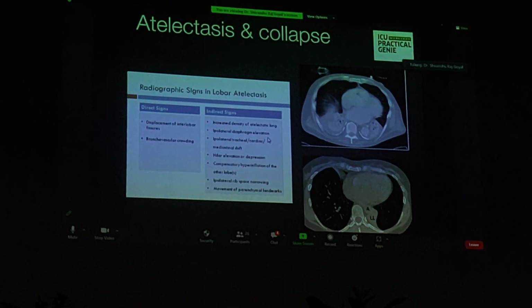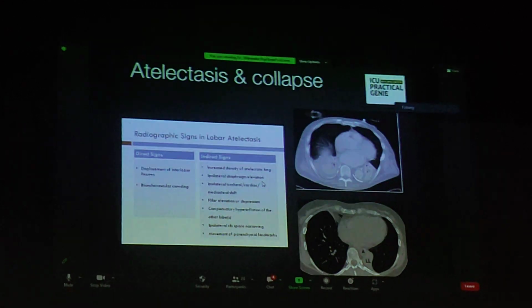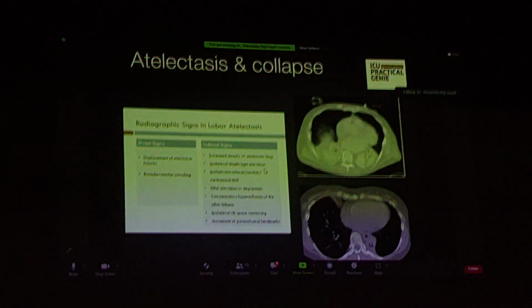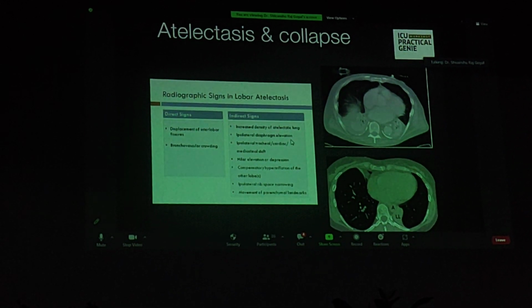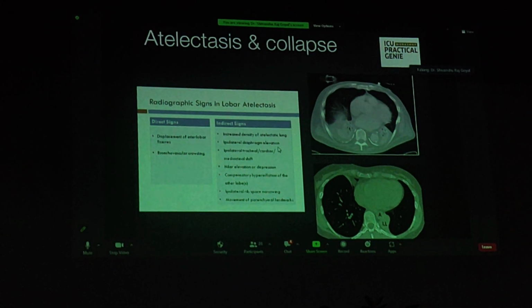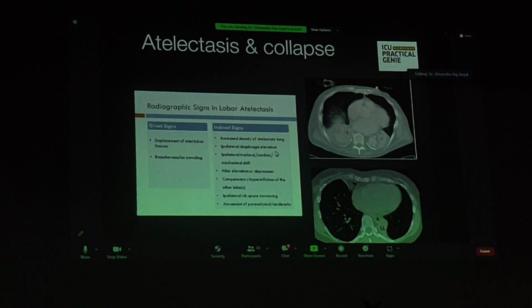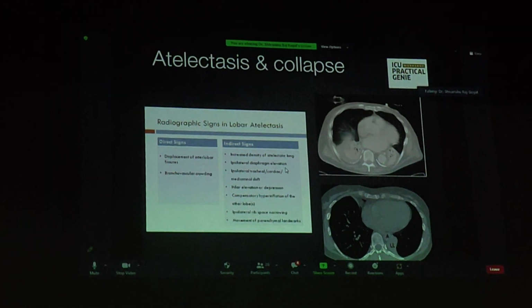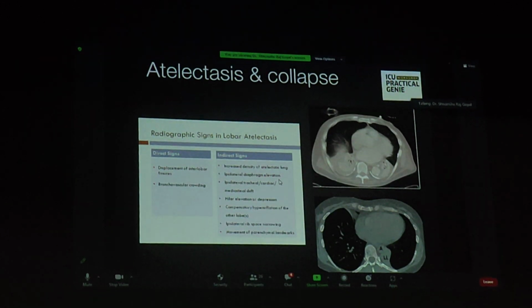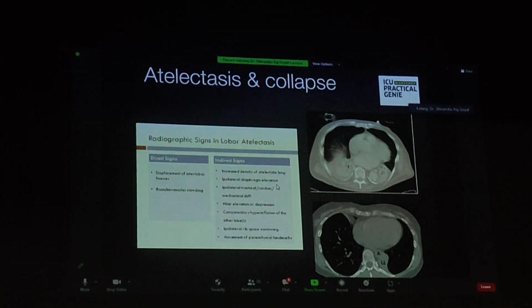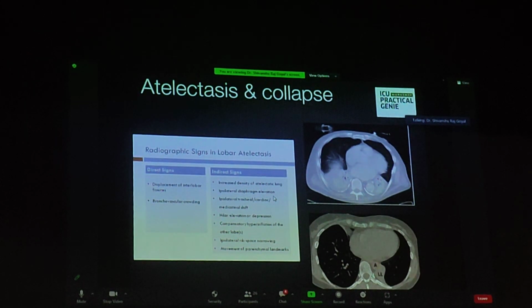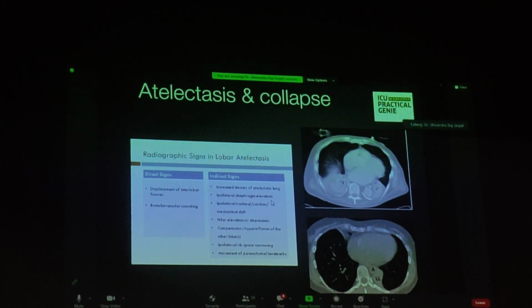I am not going into the details, but the basic understanding is that the particular fissure which is connected to that particular lobe or segment would start moving in that direction, towards the ipsilateral side. That leads to displacement of the interlobar fissure, and the bronchovascular markings become crowded. The indirect signs are the mediastinal shift to the ipsilateral side, elevation of the diaphragm, and compensatory hyperinflation of the spared lobes or the spared lung.